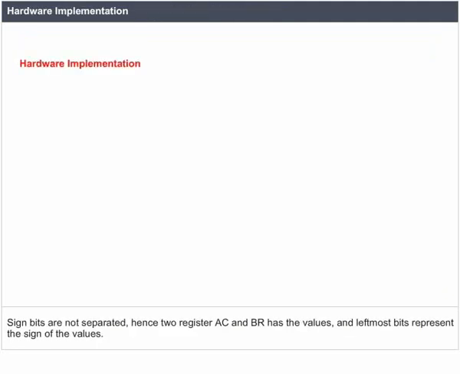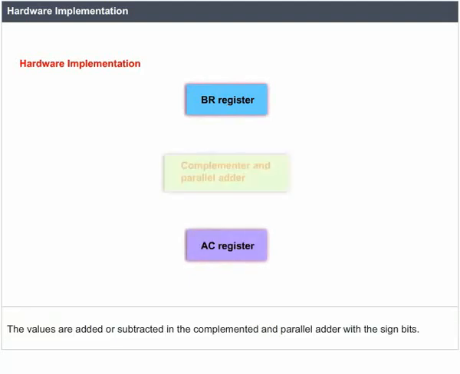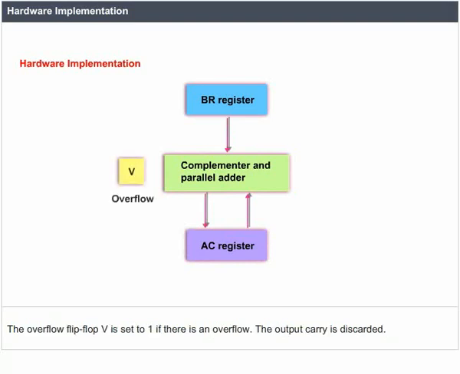Hardware implementation. Sign bits are not separated, hence the two registers AC and BR hold the values and the leftmost bits represent the sign of the values. The values are added or subtracted in the complementer and parallel adder with the sign bits. The overflow flip-flop V is set to 1 if there is an overflow. The output carry is discarded.